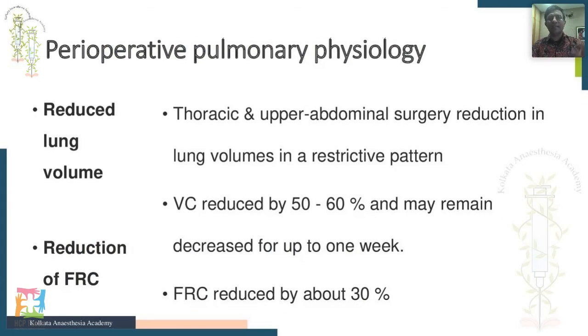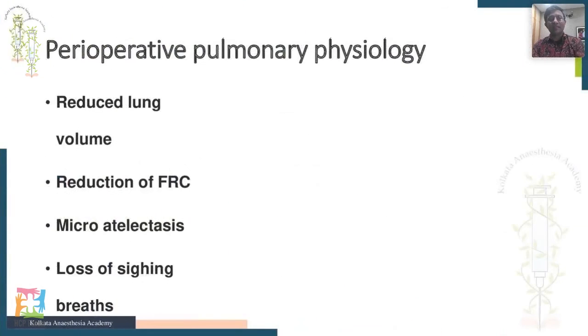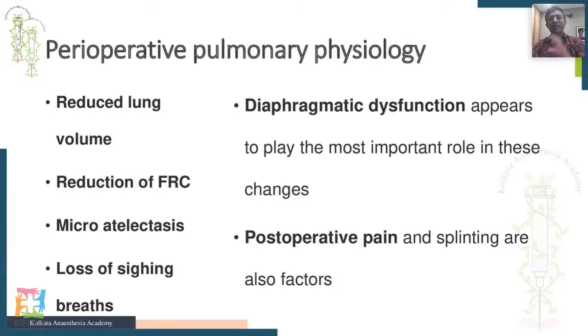The last two are essentially not mechanical causes, but due to the effect of drugs during the anesthetic course. Reduced lung volume and reduction of FRC typically happen more in thoracic and upper abdominal surgeries. The vital capacity reduces by 50 to 60%. The FRC reduces by 30%. And this reduction in lung volume, FRC, microatelectasis, and loss of sighing breaths is mainly due to diaphragmatic dysfunction.